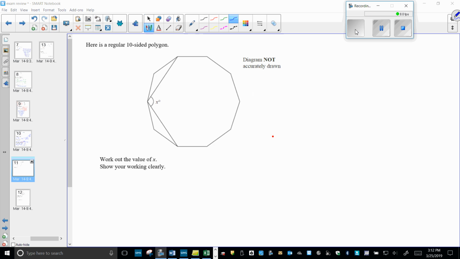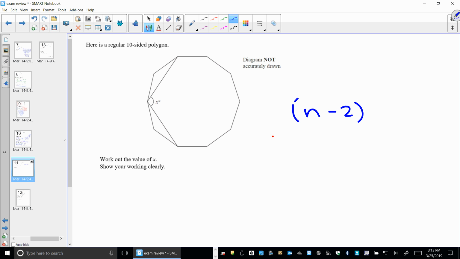Okay, let's go, Leonie. So this is a regular 10-sided polygon. Just to address this, regular means all the sides are equal, and then you know it has 10 angles because it's 10 sides. So I started by finding the formula for the sum of all the interior angles. The formula for that is (n minus 2) multiplied by 180, and n equals the number of sides. So in this case it's 10, so (10 minus 2) multiplied by 180.